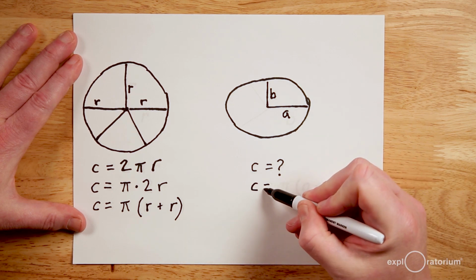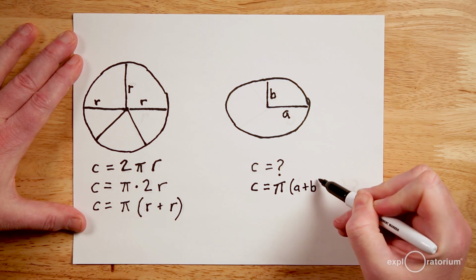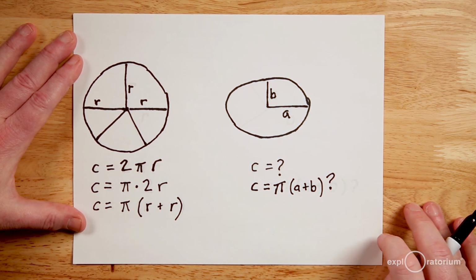So using the circumference of a circle as a model, we might imagine that the circumference of an ellipse is pi times a plus b. Is it right? Let's check.